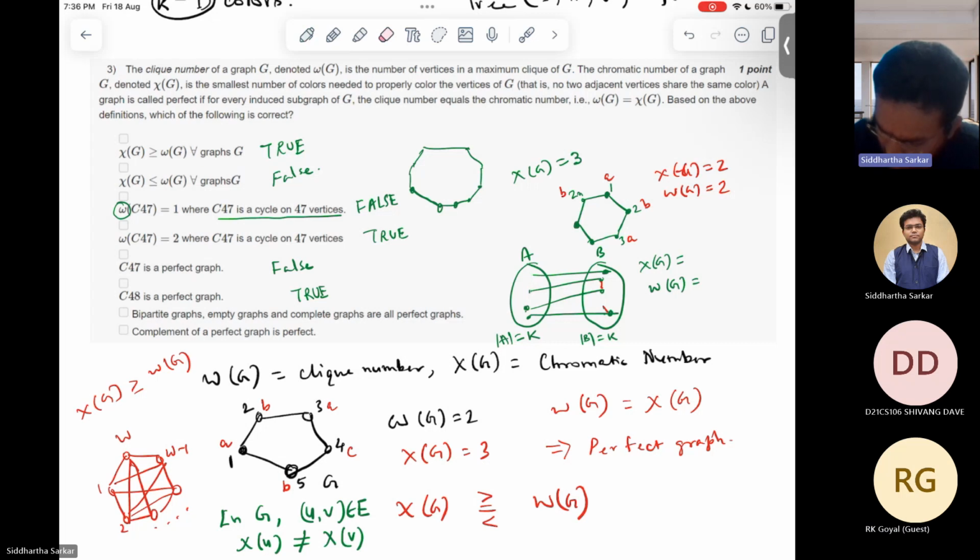Absolutely. Let us make it more concrete and say k is 3. So 1, 2, 3 vertices, and 1 dash, 2 dash, 3 dash, 3 vertices. Let us say 1 is connected to everybody on the other side. So you give 1 a color, let us say red. Then you cannot give red to any of the vertices in B, so you give them the color green. This can get green, this can get green, this can get green. So I require two colors.